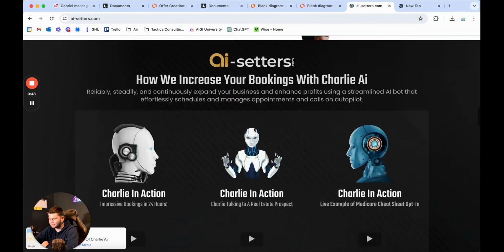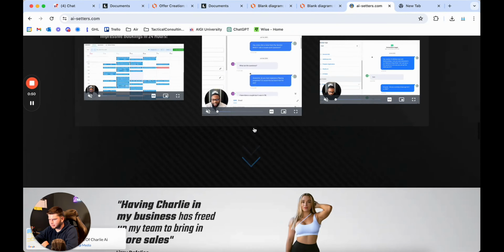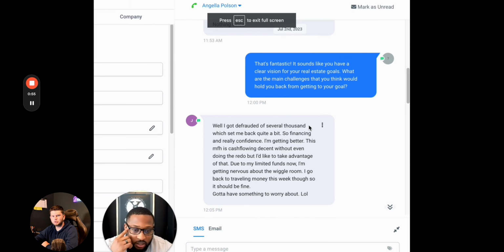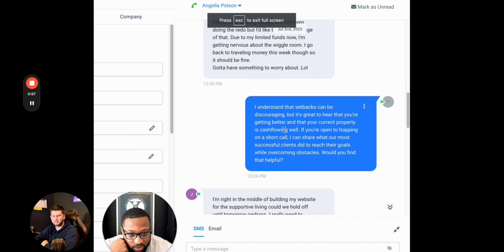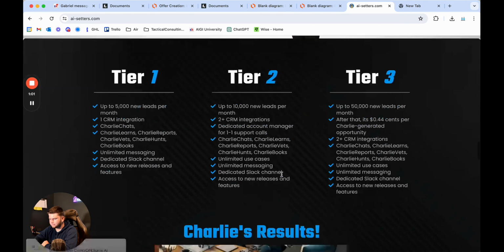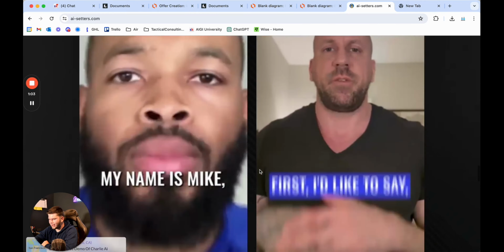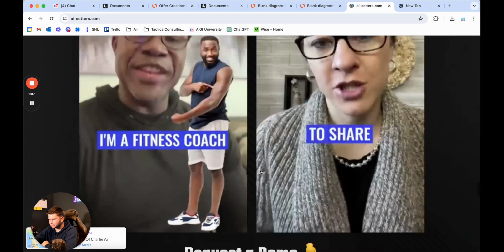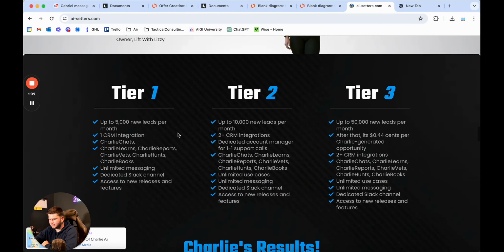And they actually have their offer on their website, and you can see it right here. You can look at his videos. It's literally just a super basic AI SMS bot that they used APIs and ChatGPT to build. And they have these crazy studies, and they're trying to make it out like it's amazing. And look at all these tiers. This is basic stuff, like 5,000 leads per month, one CRM integration, it chats, it reports, all this stuff.